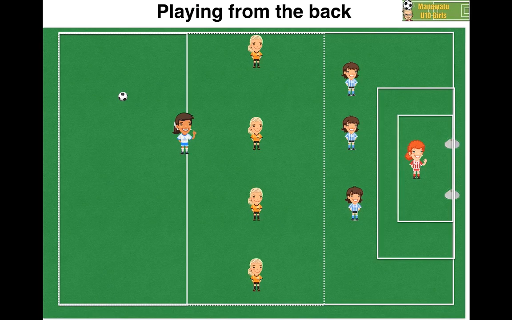Here's just a little video of what it's going to look like for us, hopefully, when we're playing in the back, and we'll talk a little bit about our 3-4-1 formation in the next video. But just for this, the ball gets kicked into our area. Our keeper picks the ball up. Now I want you to watch what the right back does here.